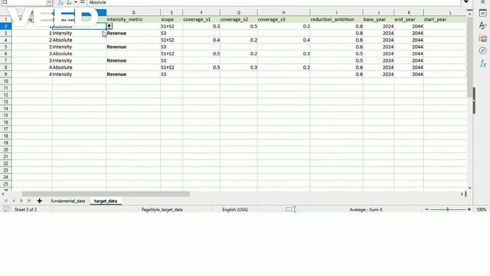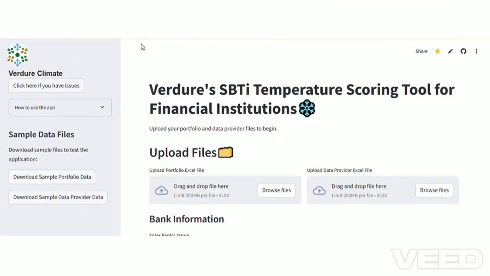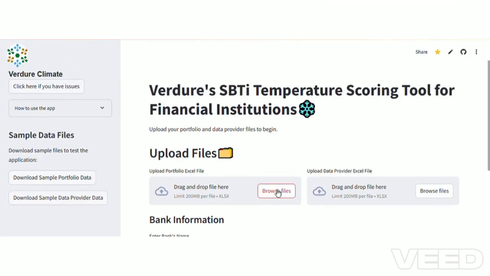Understanding when to use absolute versus intensity targets is critical. Absolute targets are preferable for companies with stable operations, where direct emission reductions can be effectively managed. Intensity targets are useful for companies with fluctuating production levels, ensuring they can commit to reduction efforts while accounting for growth.